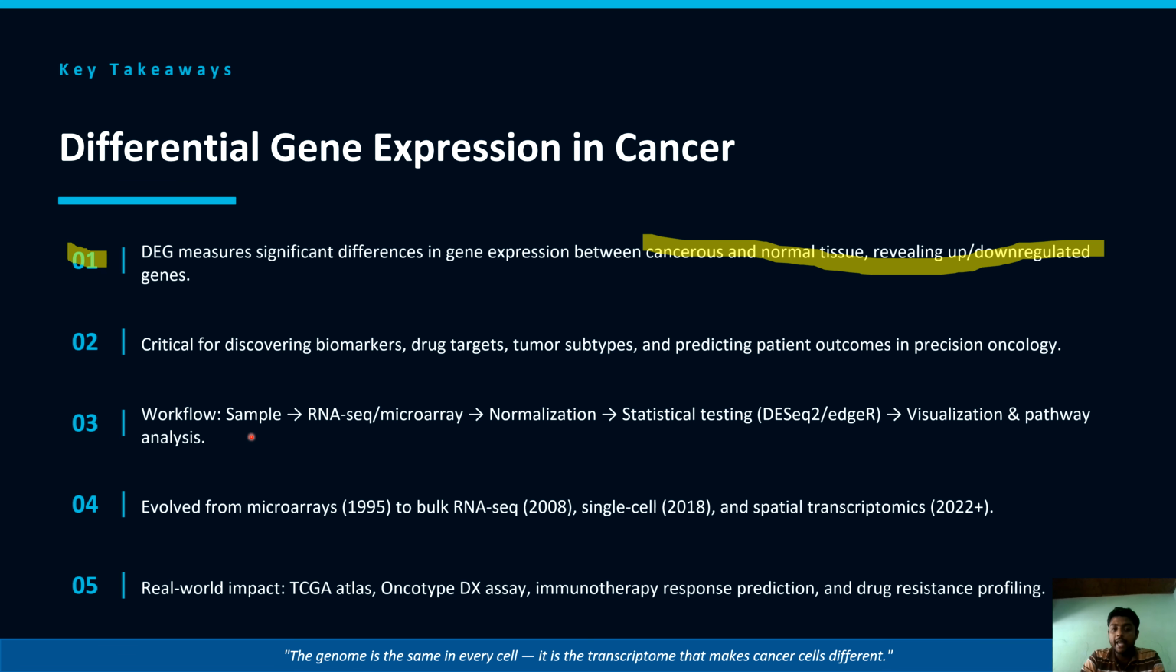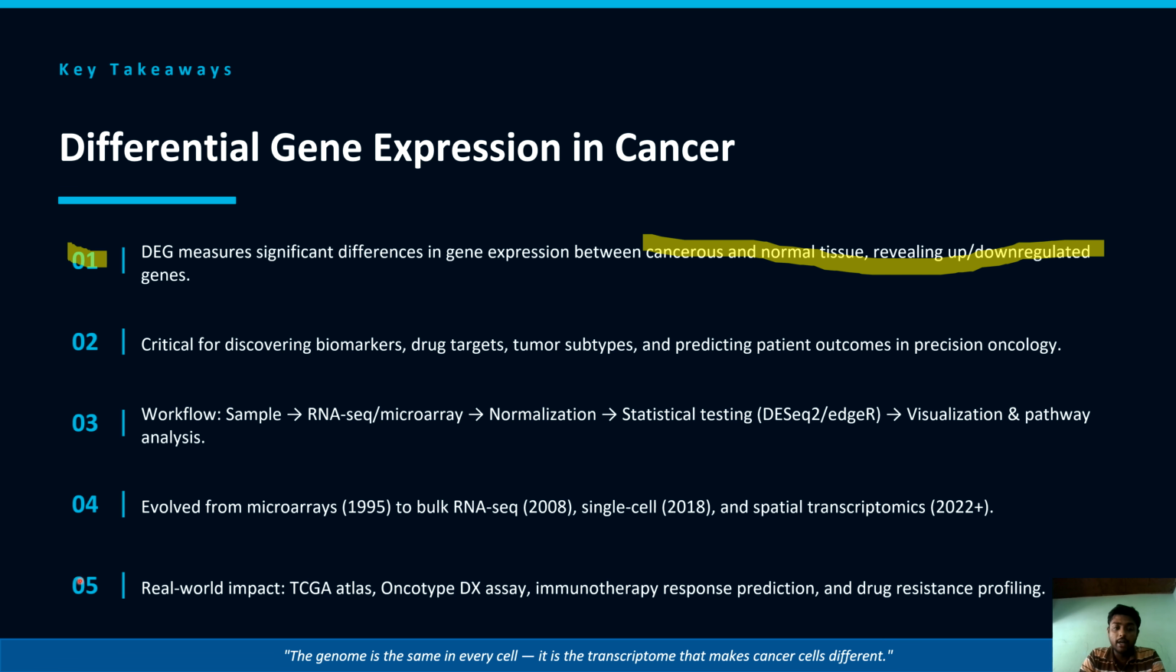Number three, the workflow. At first, you have to take the sample. After that, RNA sequencing or microarray data generation happens, and then normalization of the data and statistical testing like DESeq2 or edgeR in R, and after that the visualization and pathway analysis should be done. Number four, evolved from microarrays to bulk RNA and then single cell, then spatial transcriptomics, which is evolving so much nowadays. So next time, we'll understand first the bulk RNA, then single cell, then spatial. Okay, we will talk about that.